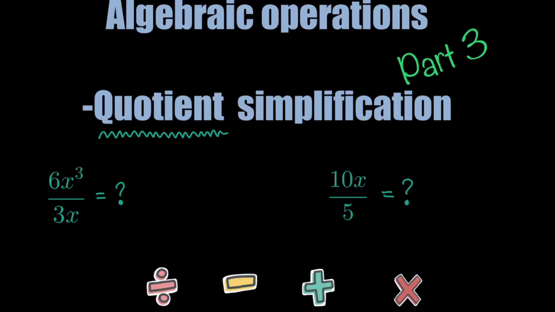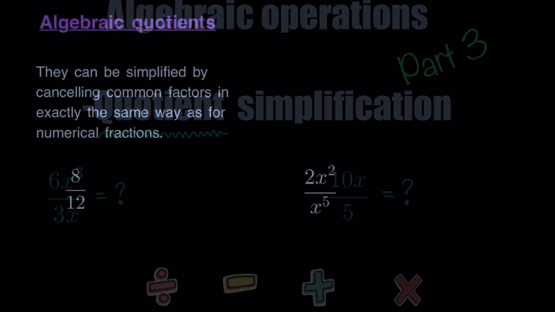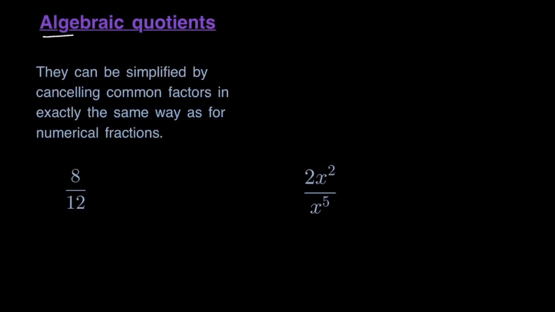Welcome to Online Math. This is Algebraic Operations Part 3, and today we will look at quotient simplification. Let's begin by looking at what algebraic quotients are. Algebraic quotients can be simplified by cancelling common factors in exactly the same way as for numerical fractions. So we will try and find the common factors, and we'll need to cancel them in order to simplify algebraic quotients.